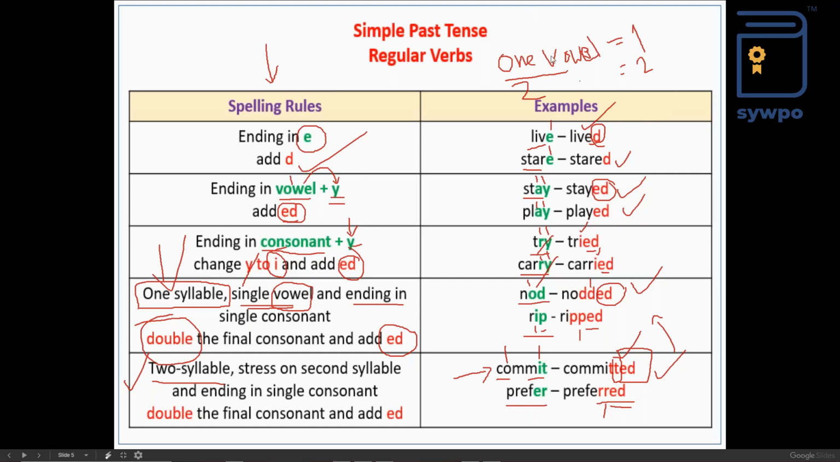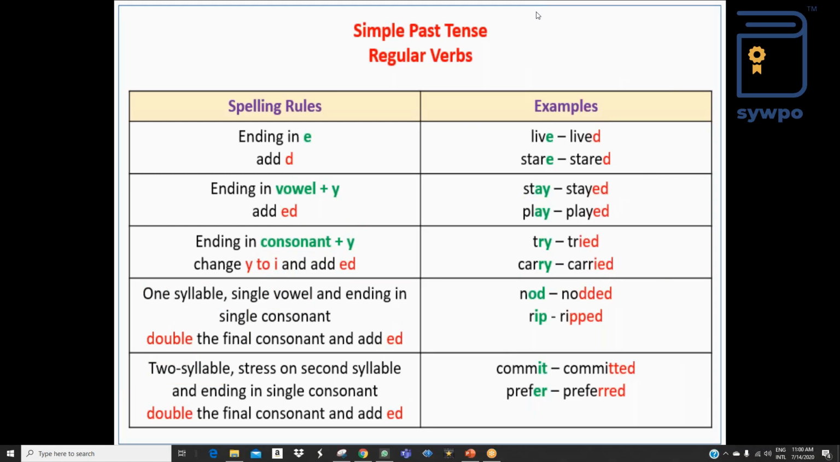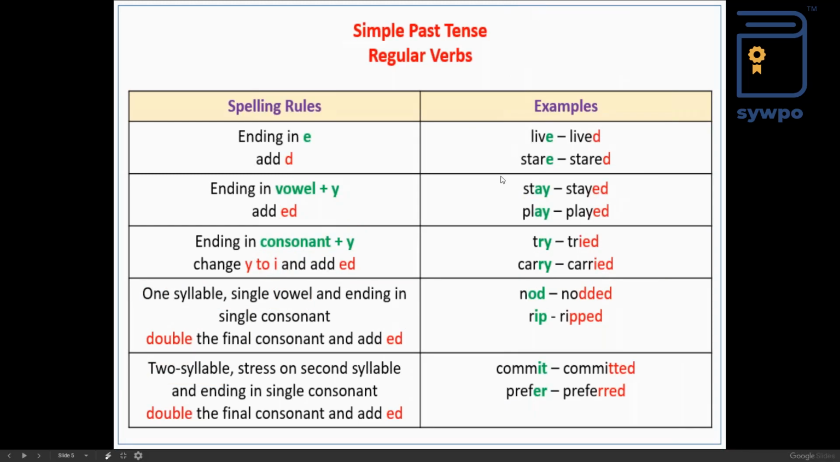Now, please let me know if you have understood this part. Can you tell me if you have understood this part? How to form the past form of the regular verbs? Yes or no? Okay, Aisha, Hiba, Raya, Rayham, Hajar. Okay, very good. Noha as well. Thank you very much. This is good. Zainab as well. Thank you.